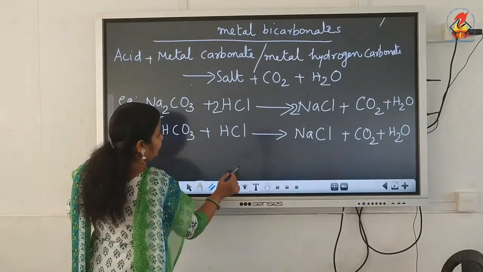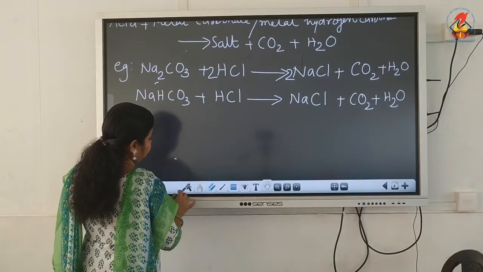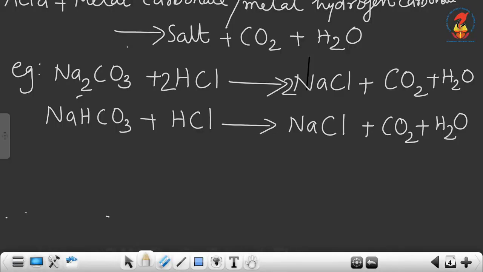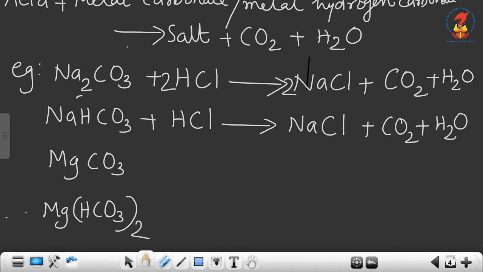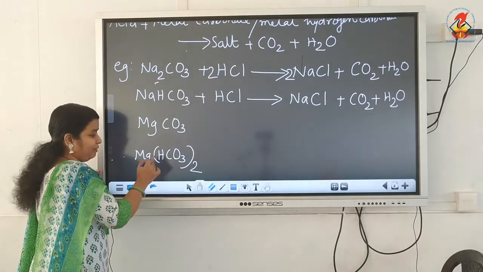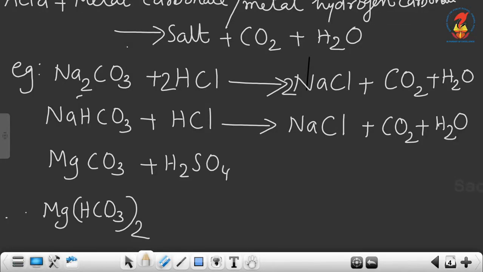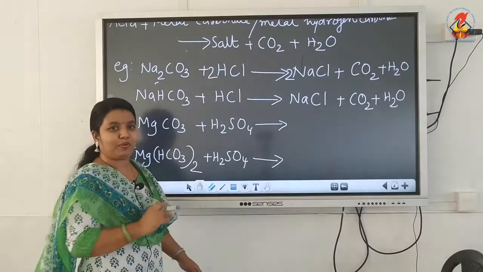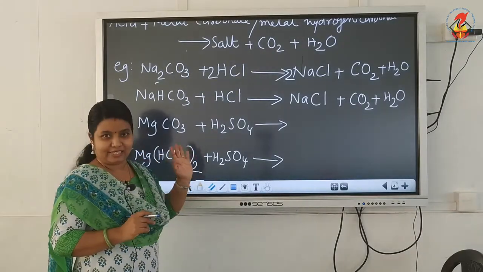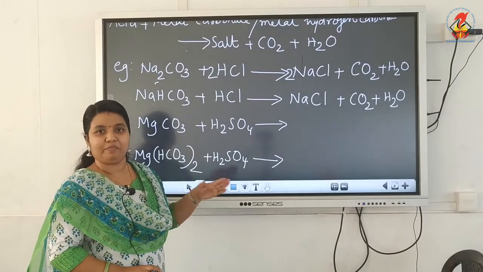Now, we will write an example with another acid. With magnesium carbonate and magnesium bicarbonate, we will write. This is magnesium carbonate, a metal carbonate. Same metal bicarbonate, magnesium hydrogen carbonate, plus, instead of HCl here, we will take sulfuric acid. In both the reactions, products are the same because the metal is the same and the acid is the same. The difference is only in balancing.